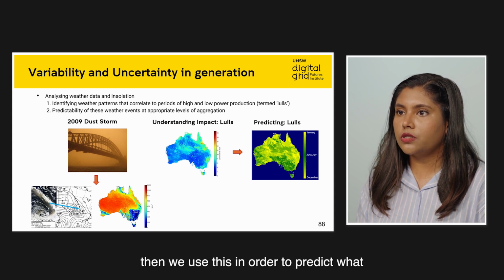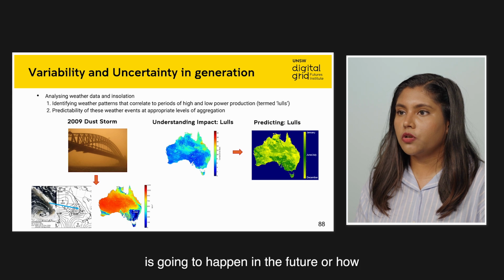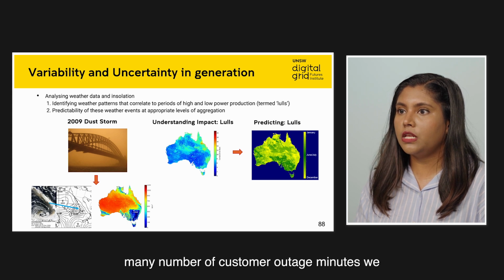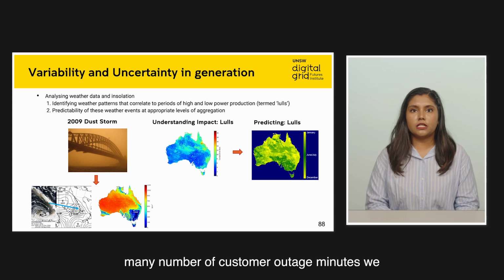So we usually identify the weather patterns that correlate to the high or low generation periods, particularly lulls. And then we use this in order to predict what is going to happen in the future, or how many customer outage minutes we might actually see in future periods.